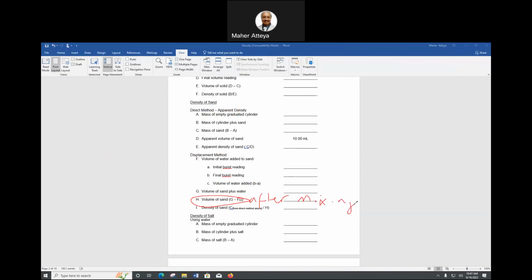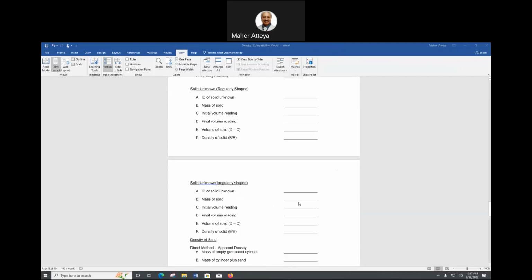Okay, guys. Then we'll have salt. Here it is, density of the salt. Now, here is the same thing. So you take a graduated cylinder, which is 25. I have 10 and 100. So let's look back here, the same thing, just to show you.